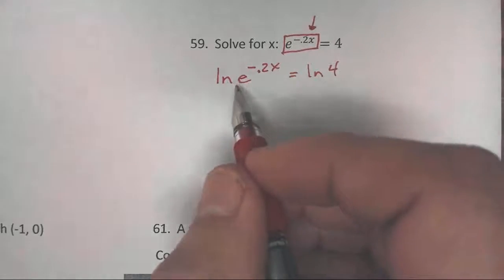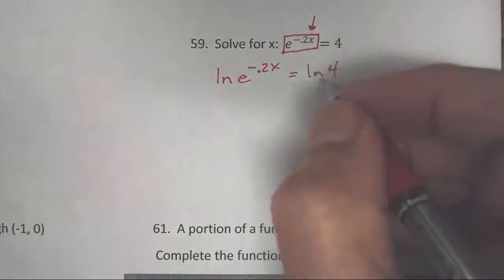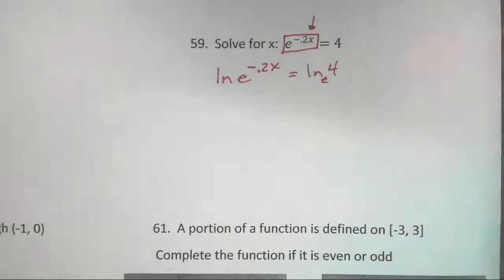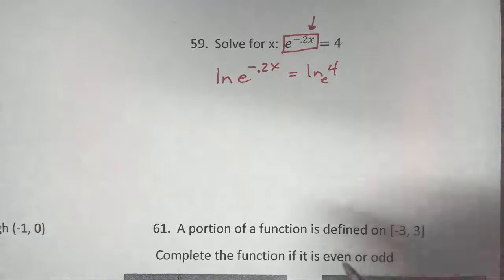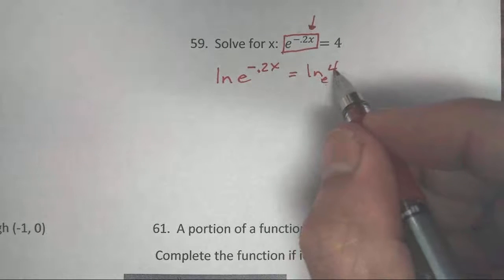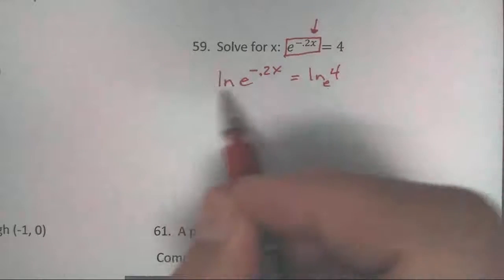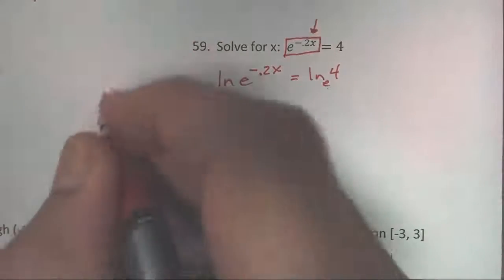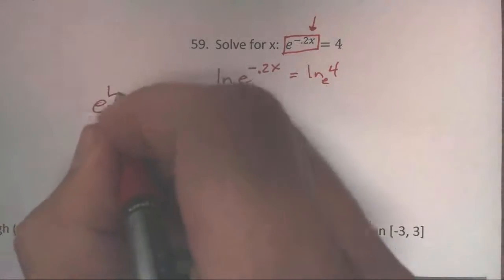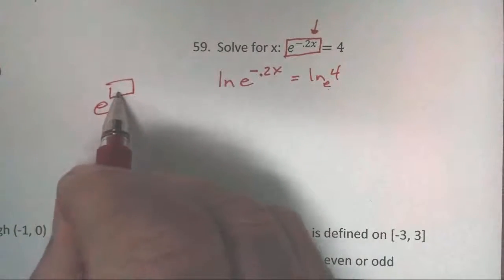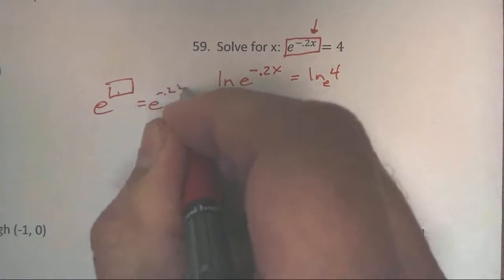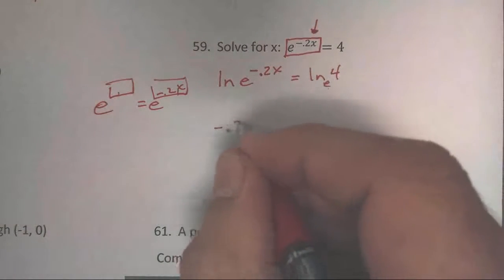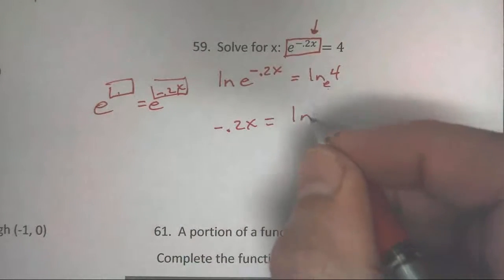Last year I taught people to read this, I'm going to put an e here as though it's the base, as an exponent: a logarithm is an exponent that turns its base into its argument. Base e, log 4. So this is the exponent that turns e into e to the negative 0.2x. This whole thing is the exponent that would turn e into e to the negative 0.2x. What could it be? Of course, this is negative 0.2x equals ln 4.